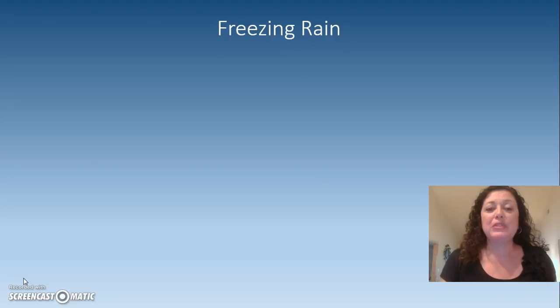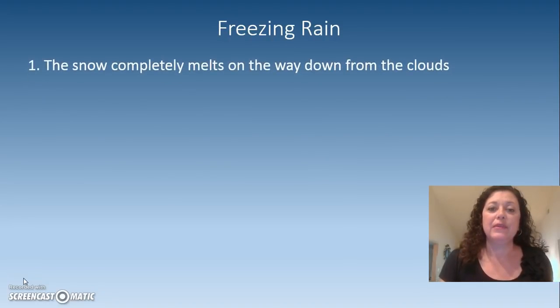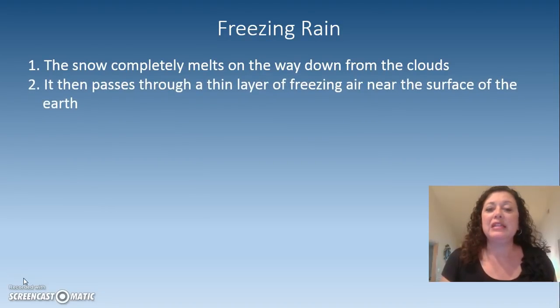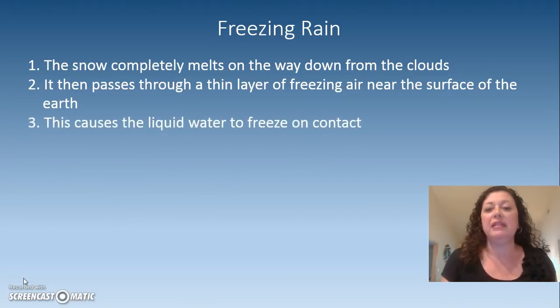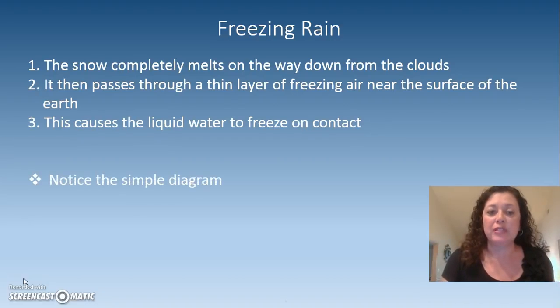Okay, the next type of precipitation is freezing rain. So freezing rain is when the snow completely melts on the way down from the clouds, so it's turned back to liquid on the way down. But then as it gets closer to the earth, there's a thin layer of freezing air, and then as that passes through there, it cools that water down again, and as soon as it touches anything, the ground, cars, power lines, trees, it freezes on contact. If you've ever been out in an ice storm or driving on ice, it is very scary and very dangerous.